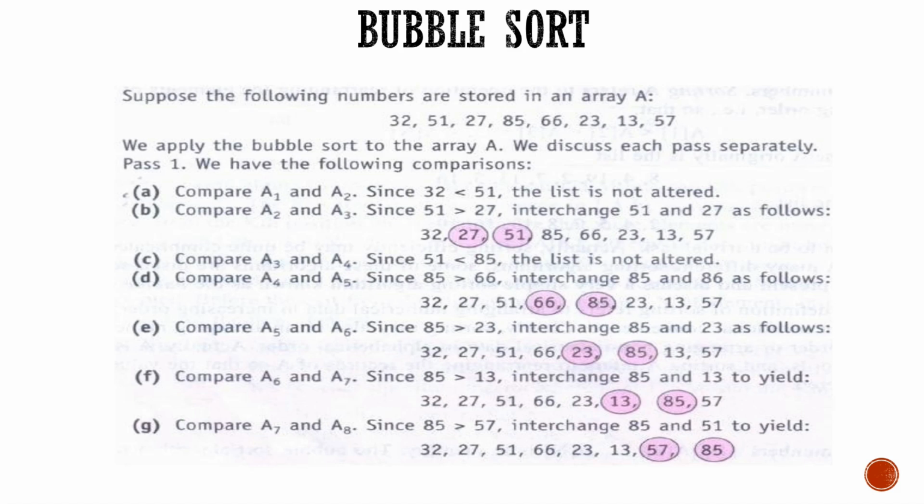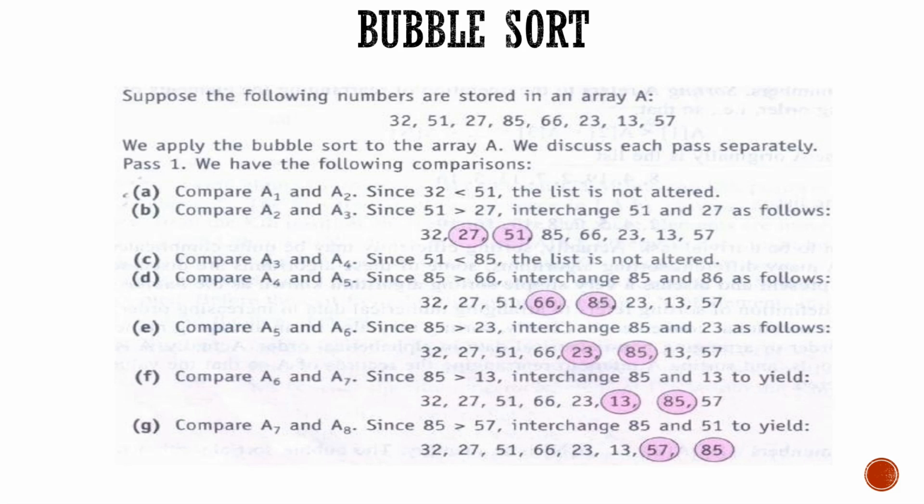27. Is 51 less than 27? No. Now what do I need to do? I need to exchange. 27 is copied over here. 51 will be here. So now this is exchanged. 51 with 85: yes, 85 is higher. No need to exchange. Next, 66 with 85. 85 is the higher one. Exchange it. Then next, 85 with 23. 85 is higher. Exchange. Then again, 85 with 13.